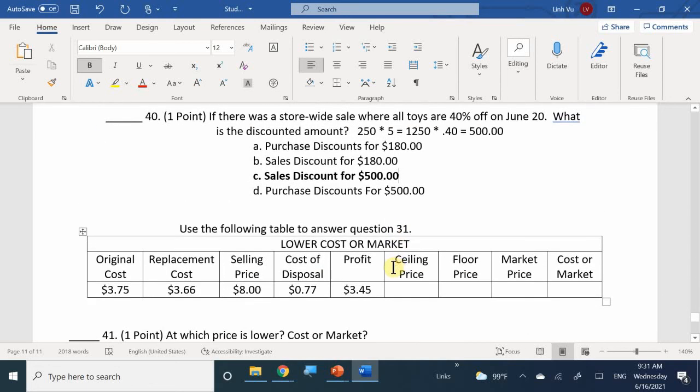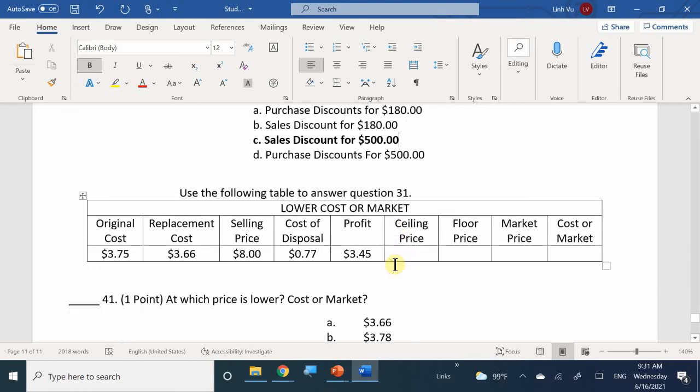Here we have: use the following table to answer question 31. Well, oops, I meant 41. Okay. So in this case, I originally purchased something for $3.75. It's telling me that to replace it, it's going to cost me $3.66. My original selling price is $8, the cost of disposal is 77 cents, and the amount of profit that I want to earn is $3.45. So if you guys remember this, this is chapter 6.4, right?